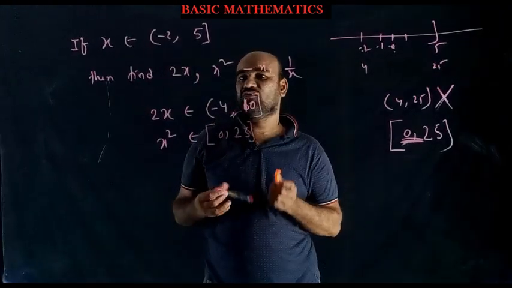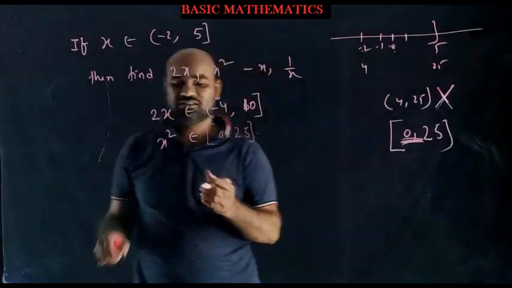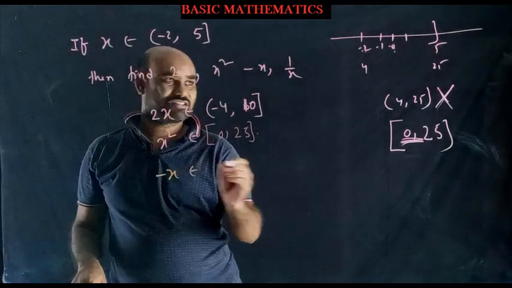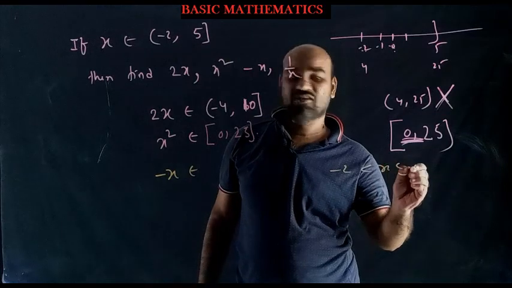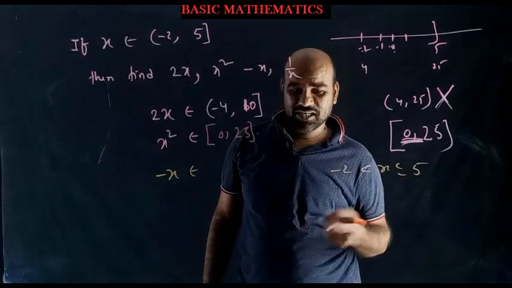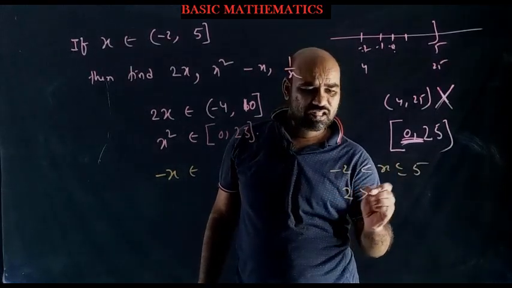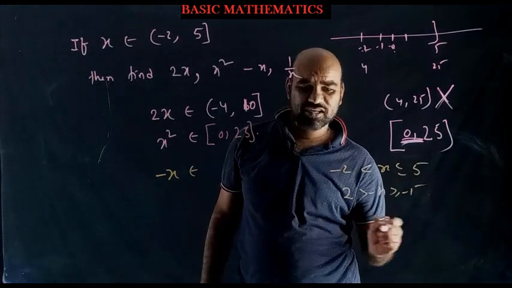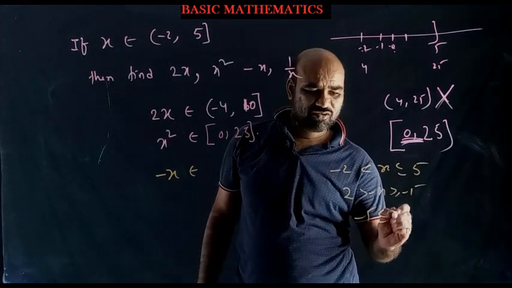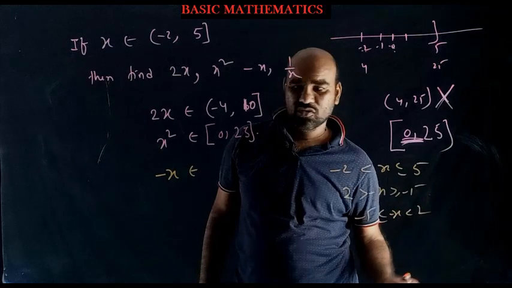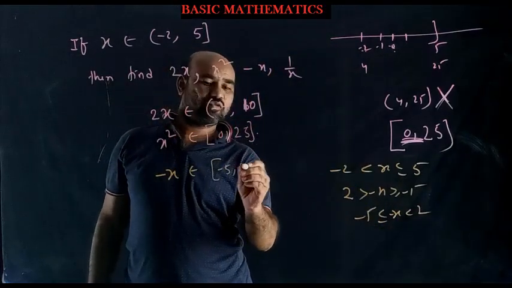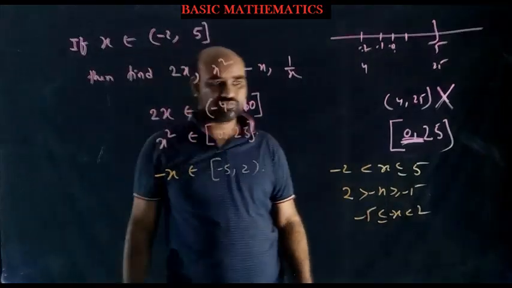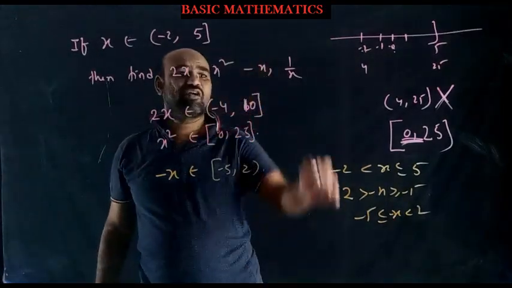Next, what do you want? Minus x. Same. Minus x. -2 less than x less than or equal to 5. I want to multiply on the other side. Inequality will alter. 2 greater than -x greater than or equal to -5, or -5 less than or equal to -x less than 2, or I can directly write closed -5 to open 2. Now the actual problem is 1 by x.